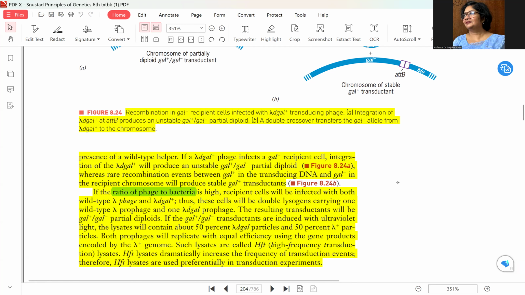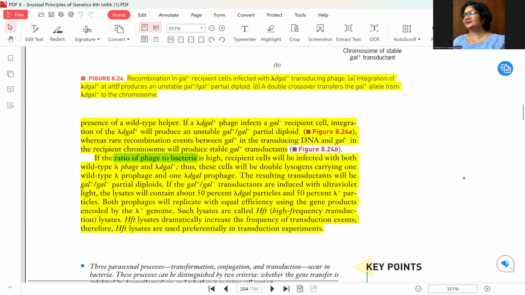For example, we can use conjugation for gene mapping. We can use transduction for studying the function of different genes or DNA sequences in bacteria. And we can also use transformation to our advantage, where we can transfer an antibiotic resistance gene or a substrate utilization gene into a bacterial cell by using free DNA from the outside of the bacterial cell. So I hope the chapter was clear to you, and that's all for now.